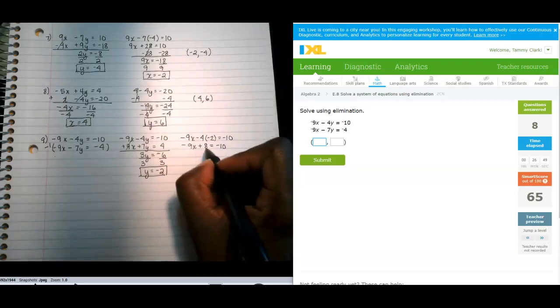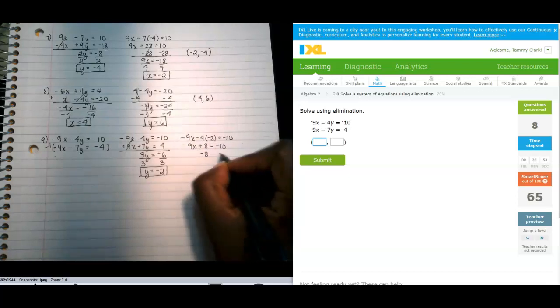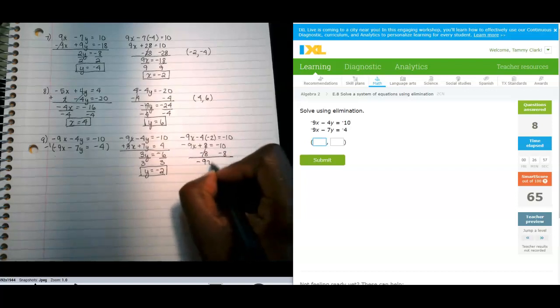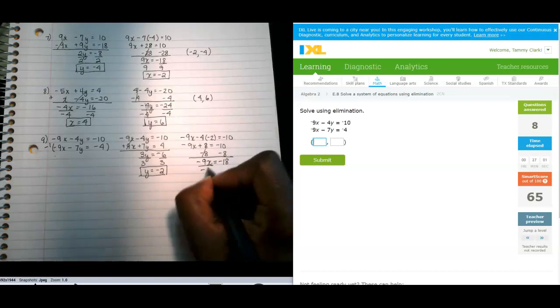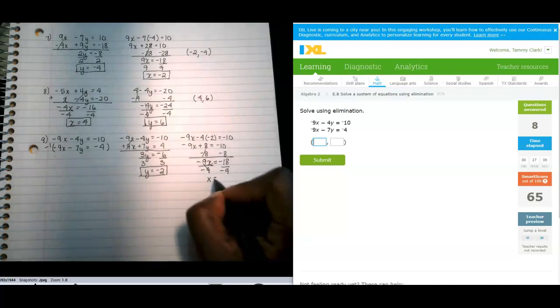I want to eliminate the 8 because I'm trying to get x alone. So I'm going to subtract 8 from both sides of the equation. That leaves me -9x is equal to -18. Divide by -9 on both sides of the equation. X therefore is +2.